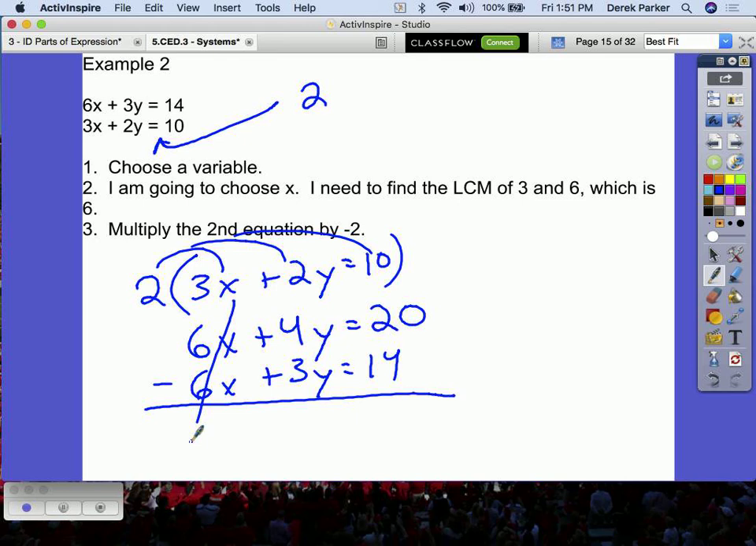4y minus 3y is going to be y. And 20 minus 14 is 6. So the y value for this problem is y equals 6.